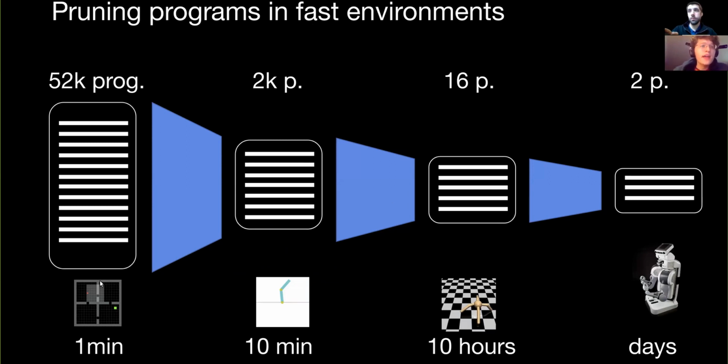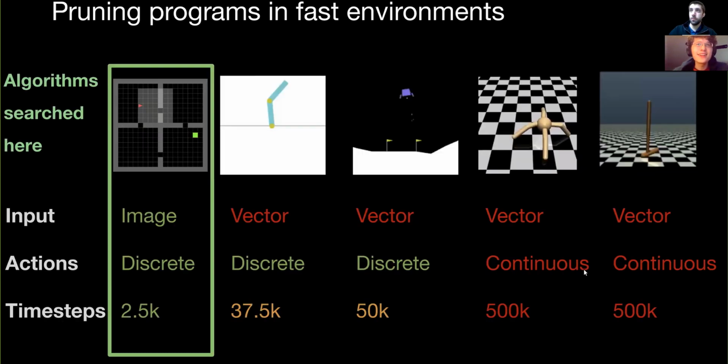Specifically, we run them in this simple grid world navigation task and measure how many different squares in this world it's able to explore. We then take the best programs in this simple grid world and test them in more complicated environments, testing the top 2,000 in the slightly more complicated acrobot and lunar lander environments, and only the top 16 in the even more expensive Mojoko environments. You could then imagine taking the best programs that emerged here and running them on a real robot, although we haven't quite done that part yet.